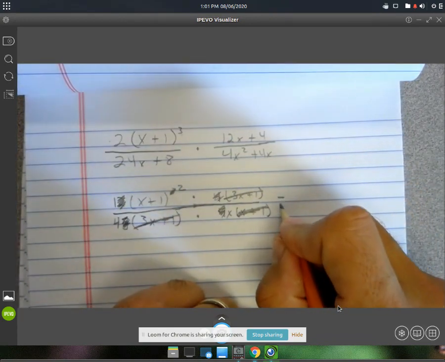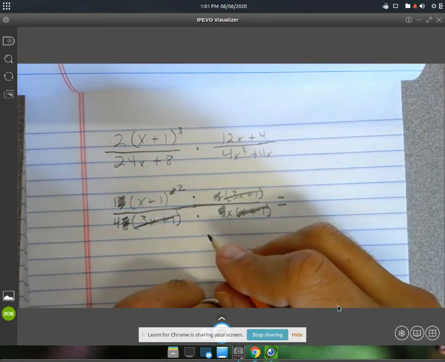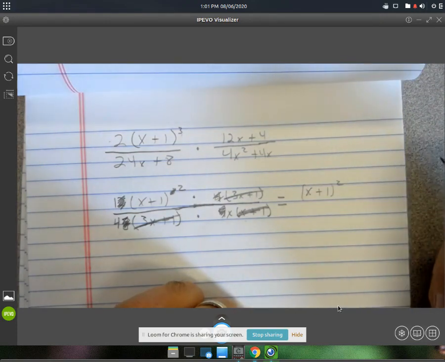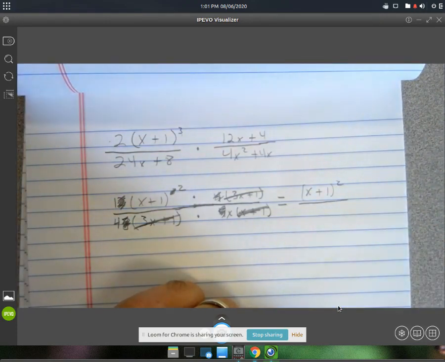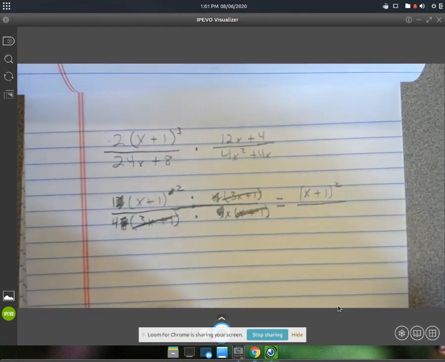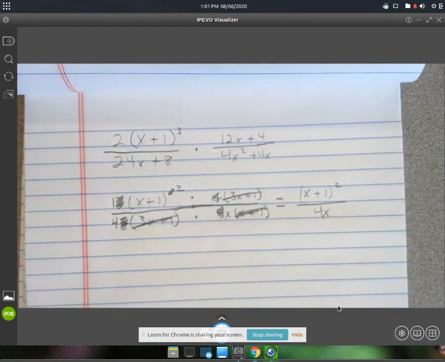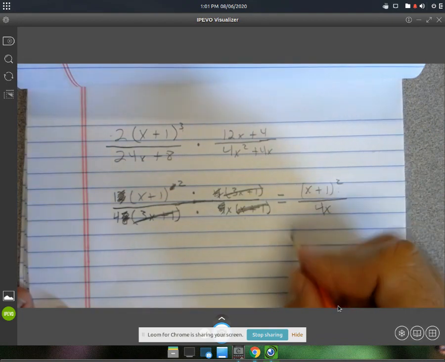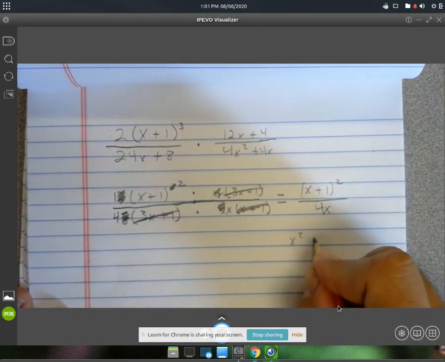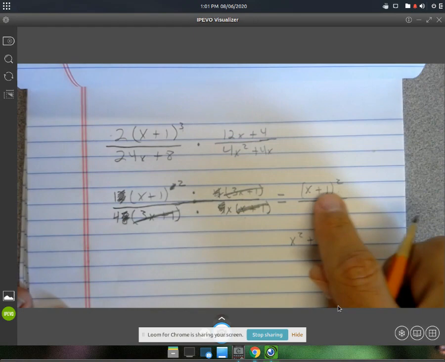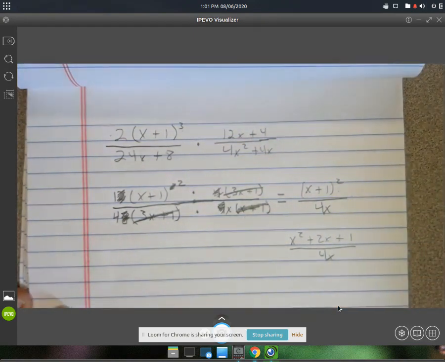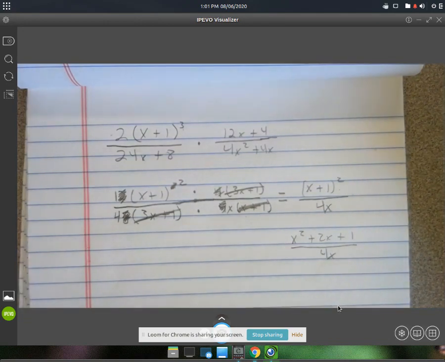We'll just multiply out the rest. So we're going to have nothing but x plus 1 squared on top, and then on the bottom, we'll have a 4 and an x. And that's it. I think on your homework assignment, I'm having you guys multiply that kind of stuff out. So your other type of answer would just be x squared plus 2x plus 1, if you multiplied that out, over 4x. But either answer is technically correct. It just depends on what the instructions ask you to do.